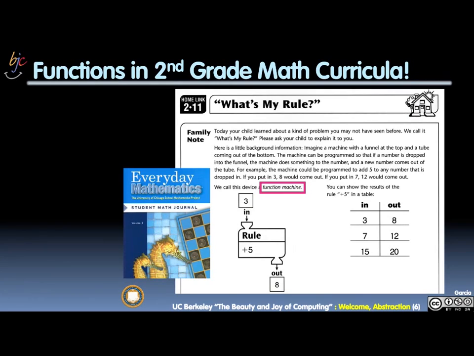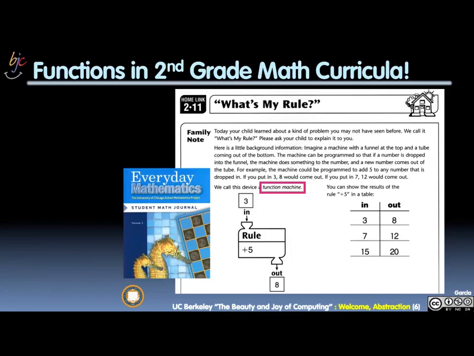So, my son recently was in 2nd grade, and this is a curriculum that came from the University of Chicago called Everyday Mathematics. And you'll see right down there, it says, what's my rule? And it says, look, a function machine. 2nd grade. The +5 function machine, where you drop in a number, turn a crank, and 5 more than that number comes out.